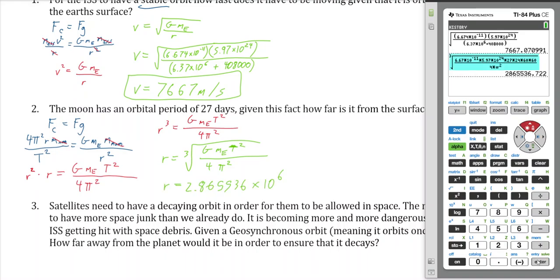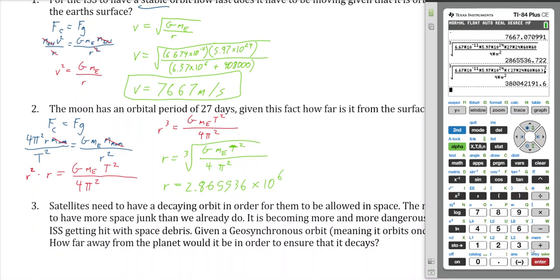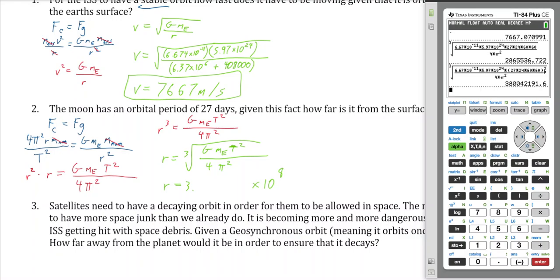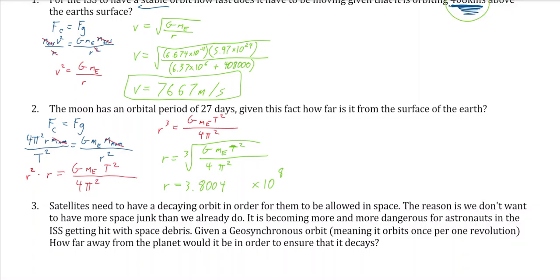So we need to go back to this equation and make some adjustments. So we're going to go back all the way to here and insert bracket, and square that. I forgot to square my time. So now we're talking. So this is 1, 2, 3, 4, 5, 6, 7, 8. So times 10 to the 8. This is 3.80. Okay, yeah, so we're going to call it there.